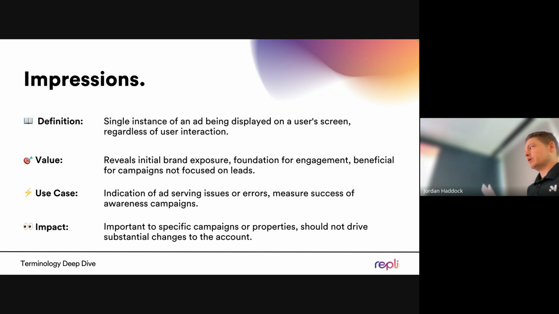And again, it's a really good measurement of success of awareness campaigns, so we can see how many users have viewed the ad in general. It's important to specific campaigns or properties. It's not important to all.